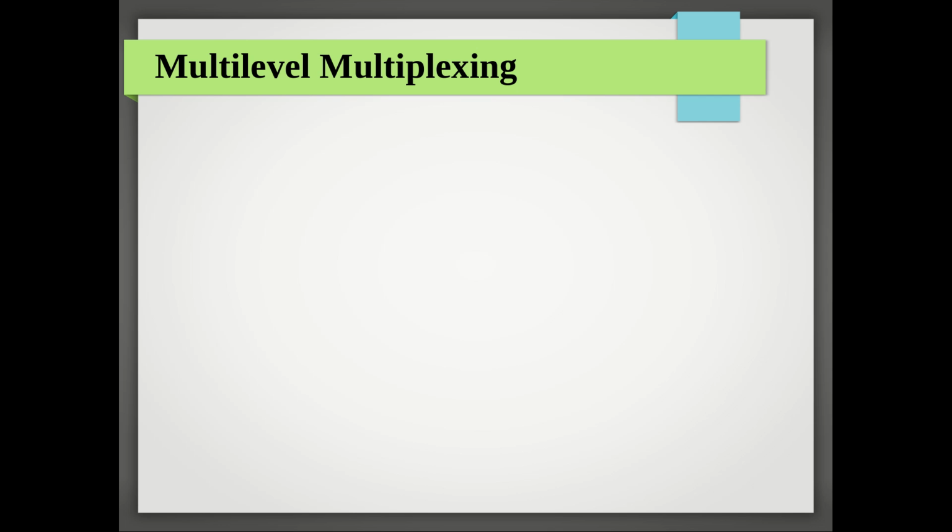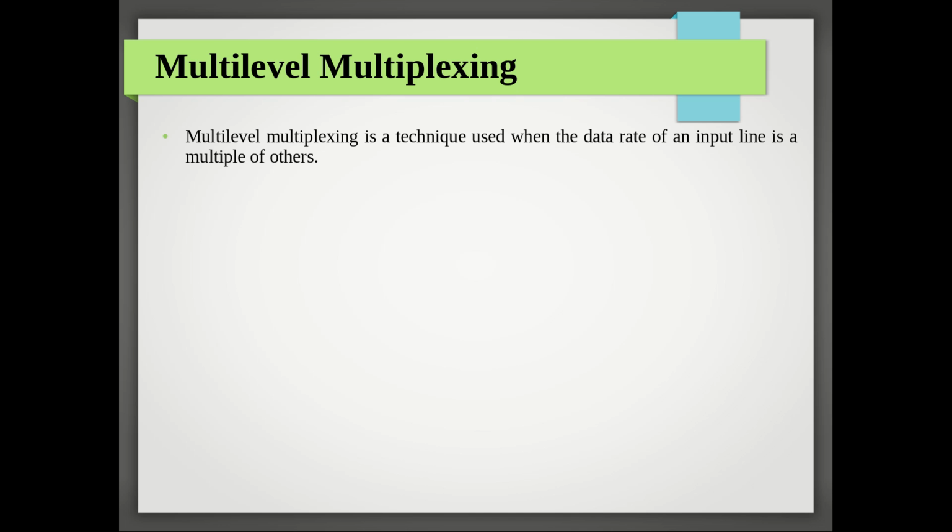The name itself says that we are doing multiplexing at different levels, right? So what is happening here? Multi-level multiplexing is a technique used when the data rate of an input line is a multiple of others. For example, one of the input lines has a data rate of x bits per second, and another one has a data rate of 2x bits per second, like that. One of the input lines has a data rate that is a perfect multiple of the other one.